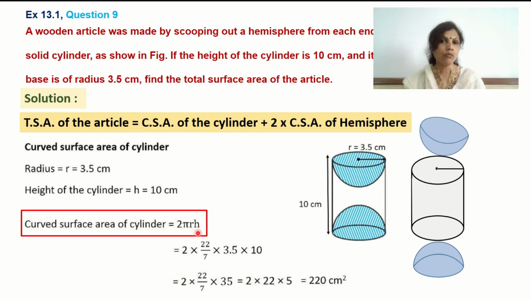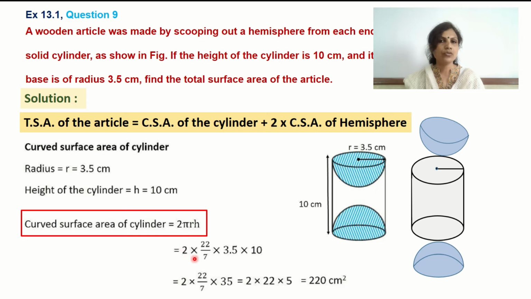I hope, children, the moment I say area of a cylinder or a cone or a hemisphere, quickly the formulas are coming in your mind. And it is very, very important, because if the formula goes wrong, then the whole sum will go wrong. So please keep reading and revising and learning the formulas. Okay. So the curved surface area of cylinder is equal to 2 pi RH.